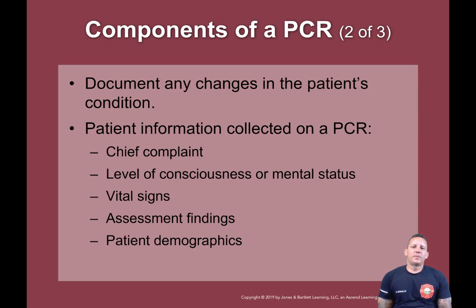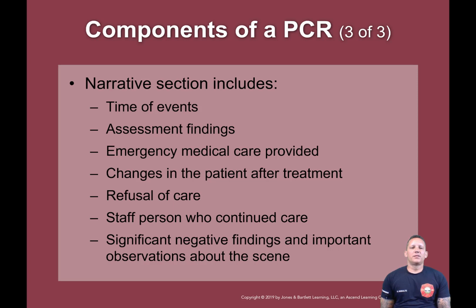So here are some more components of a PCR. You want to make sure that you document any changes in a patient's condition, and then there are some specific pieces of information collected in your PCR, not necessarily in this order: the chief complaint, the level of consciousness or mental status of your patient, vital signs, assessment findings, and the patient demographics. In the narrative, there are some things that are included, such as the time of the events, the assessment findings, emergency medical care provided, changes in the patient after treatment, refusal of care, the staff who continued care, significant negative findings, and important observations about the scene.